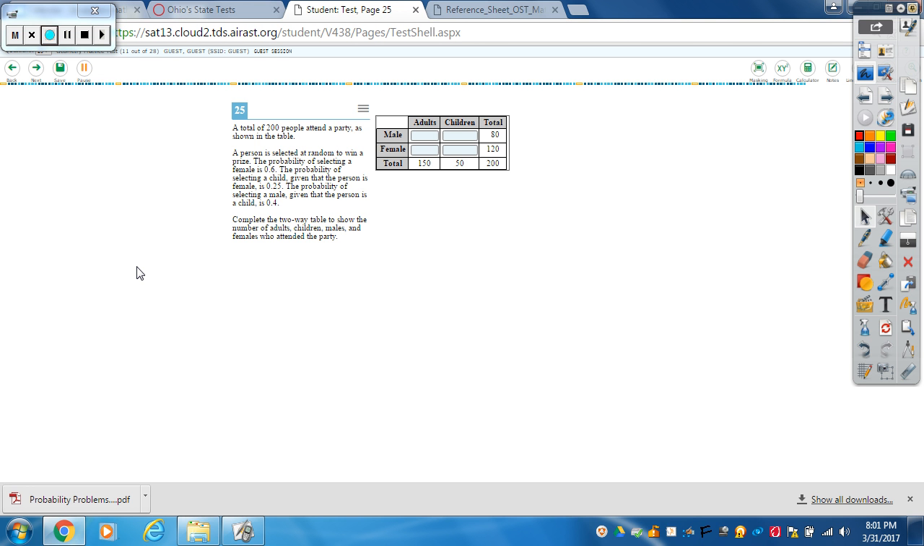Well, if we look here, the very first one, the probability of selecting a female is 60%. That one really doesn't have anything to do with the whole problem. We get more information from the next two sentences. The probability of selecting a child, given the person is female, that one tells us actually more. So 0.25.